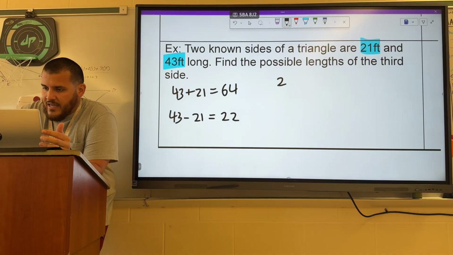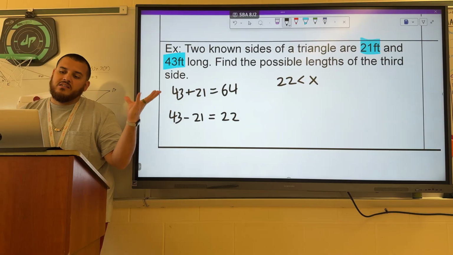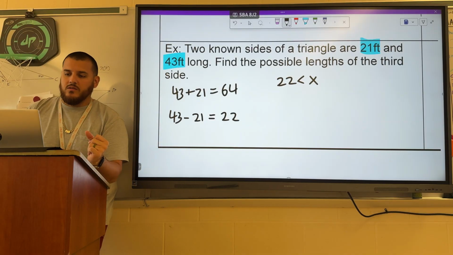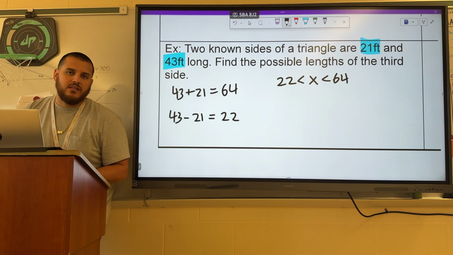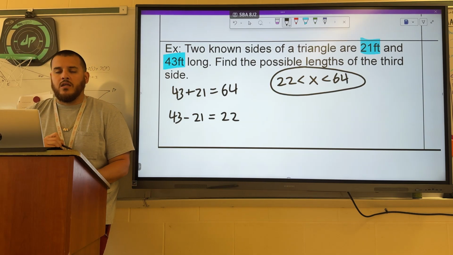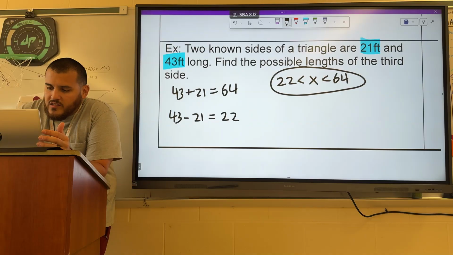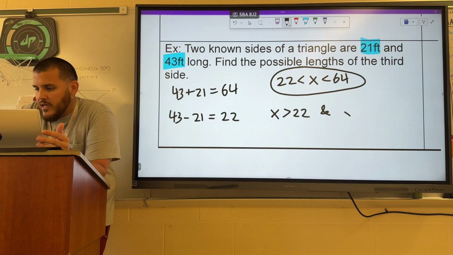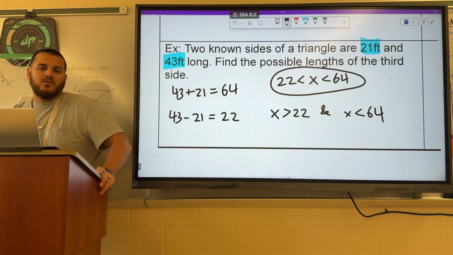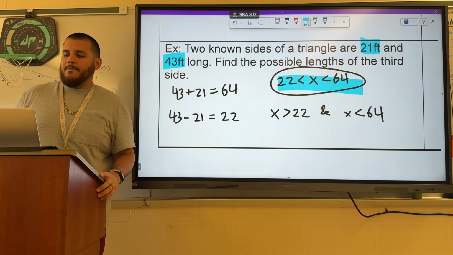Again, this is the way that I like writing this inequality. This part says our third side has to be greater than 22. And then this back half of it says, but it has to be less than 64, right? That inequality works here. You could also say though that x needs to be greater than 22 and x needs to be less than 64 in separate inequalities. That is also true. I just like writing it as one.